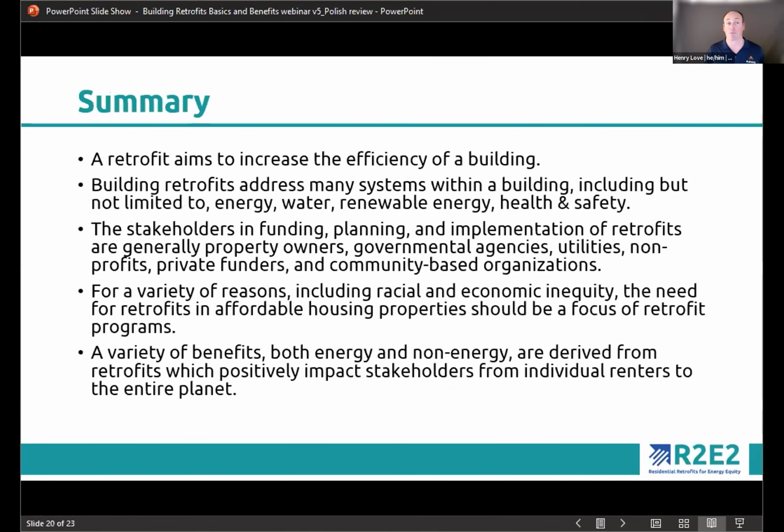So in summary, retrofit aims to increase the efficiency of a building. Building retrofits address many systems within a building, including but not limited to energy, water, renewable energy, health and safety. The stakeholders in funding, planning, and implementation of retrofits are generally property owners, governmental agencies, utilities, nonprofits, private funders, and community-based organizations. And for a variety of reasons, including racial and economic inequity, the need for retrofits in affordable housing properties should be a focus of retrofit programs. A variety of benefits, both energy and non-energy, are derived from retrofits, which positively impact stakeholders from individual renters to the entire planet.